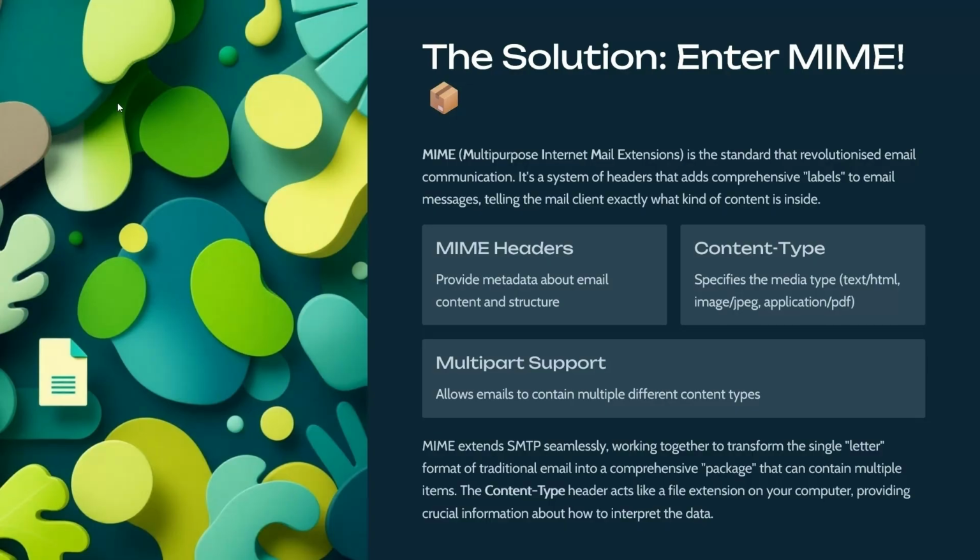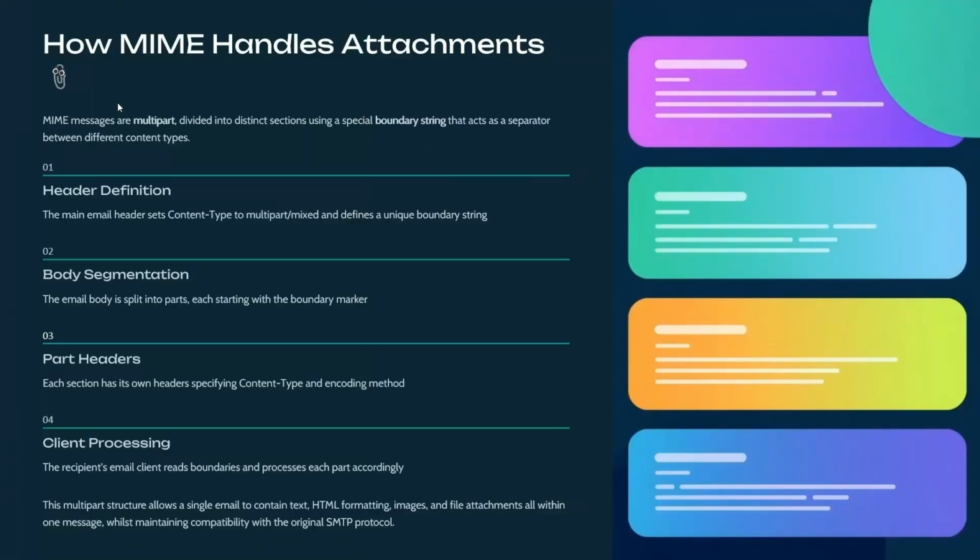MIME is not a single thing you see. It is a set of headers and the multipart structure that tells the recipient how to interpret each section of the message. Thanks to MIME, we can send HTML emails, inline images referenced from HTML, and attachments, all in one single message. Think of MIME as the message's table of contents plus the packaging instructions. So let's actually see how MIME handles attachments.